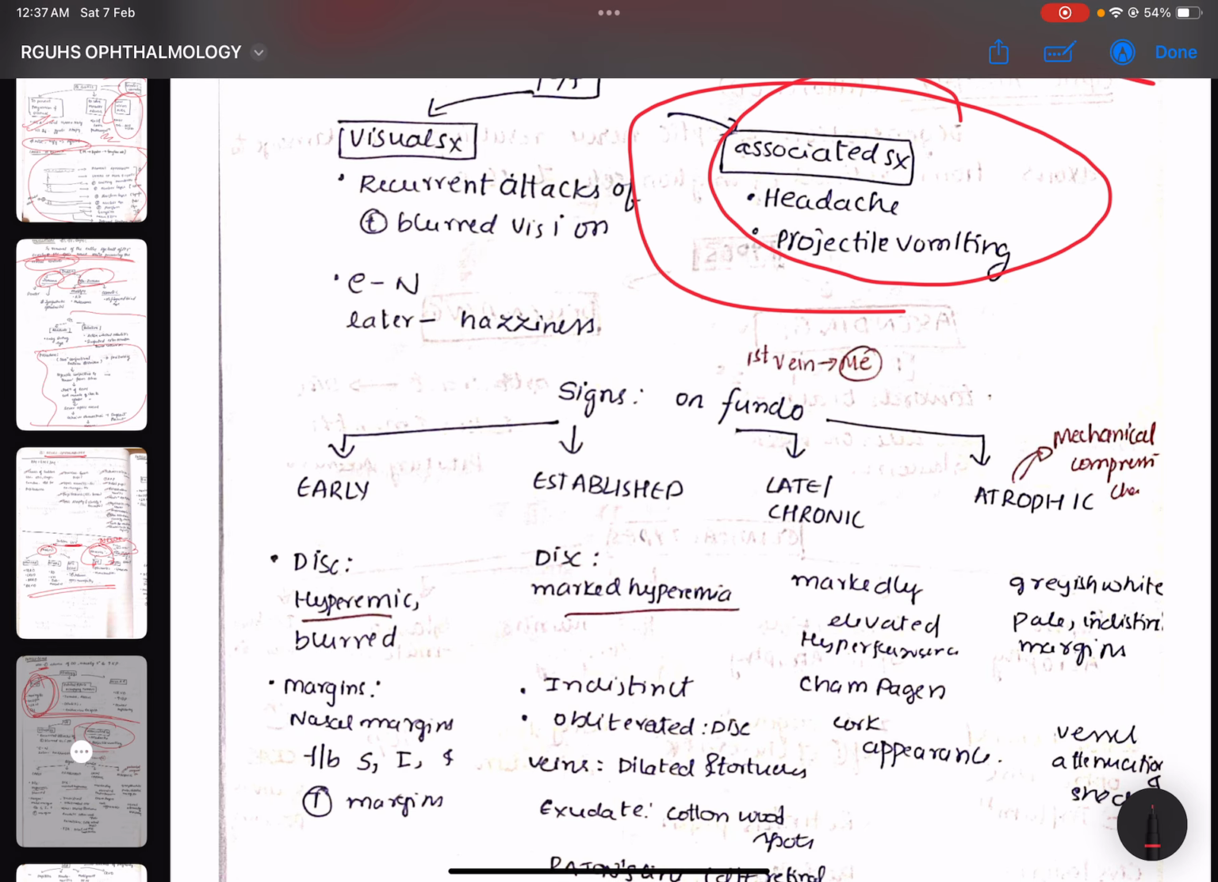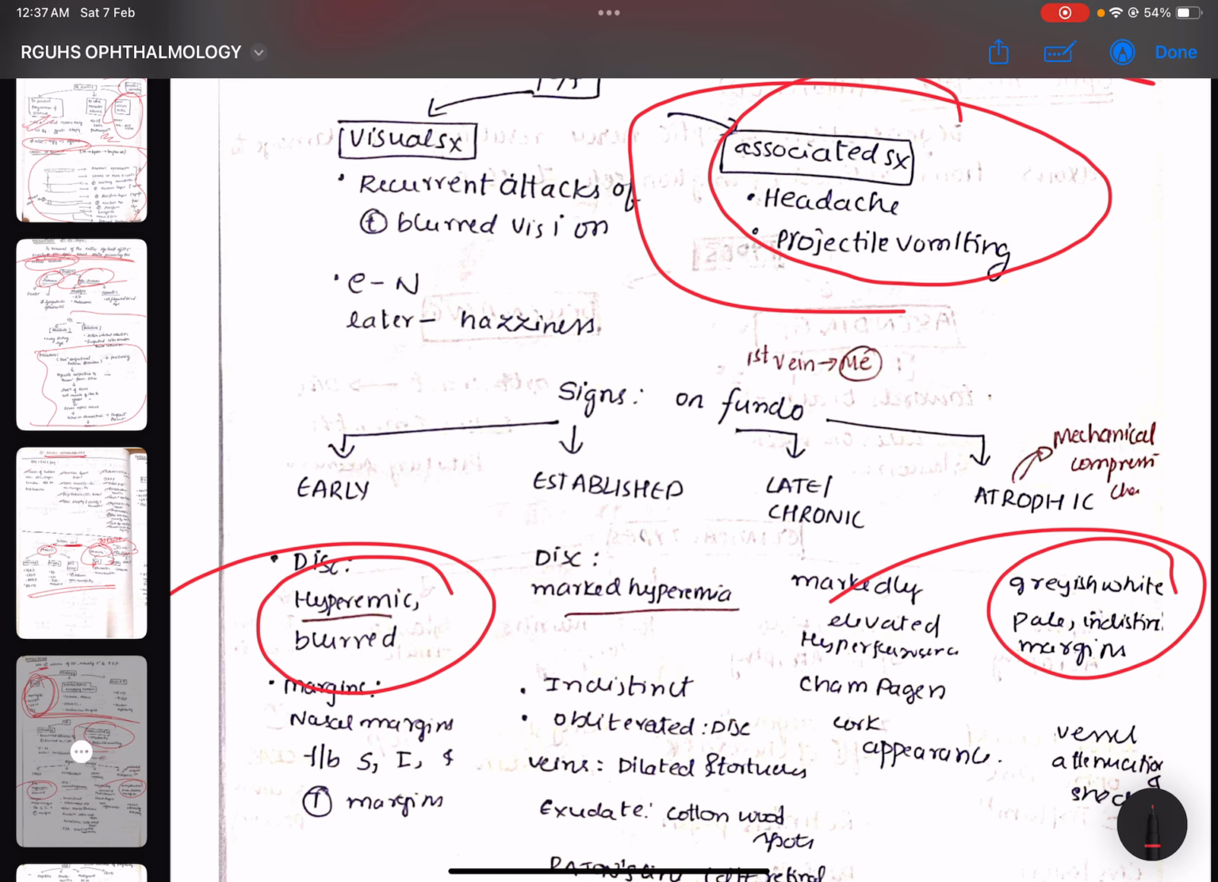Then again, these are the signs. What is happening? First, the retina is red because of this. So what is the first thing? Venous flow is getting obstructed, so the first thing is hyperemia. Then it will become pale because even mechanical compression of the artery occurs at a later stage. Correct. So first is the venous stage, where you will have hyperemia and all those things.